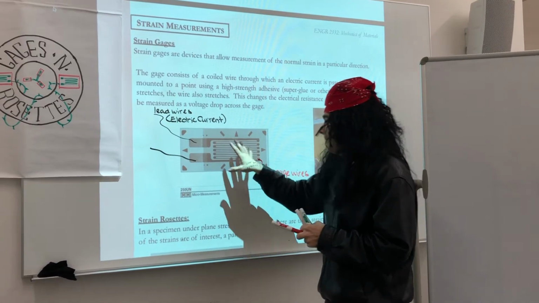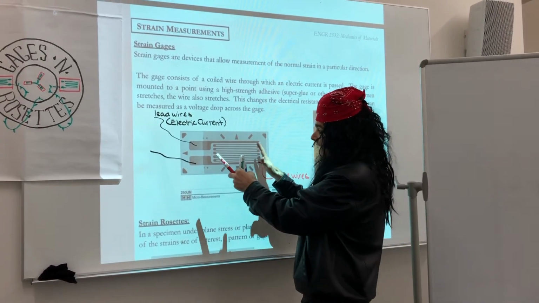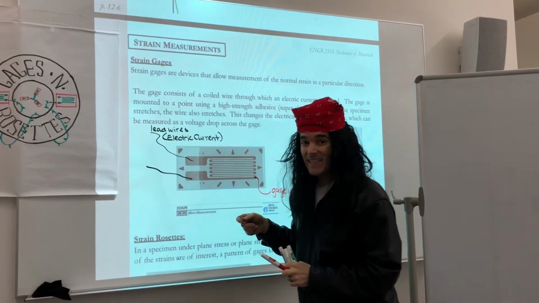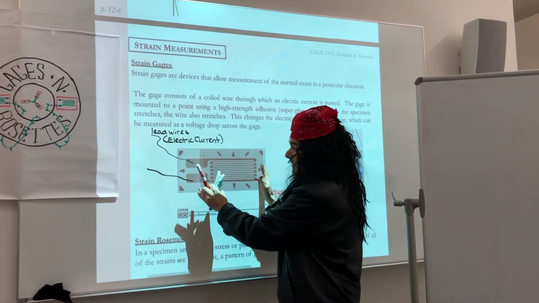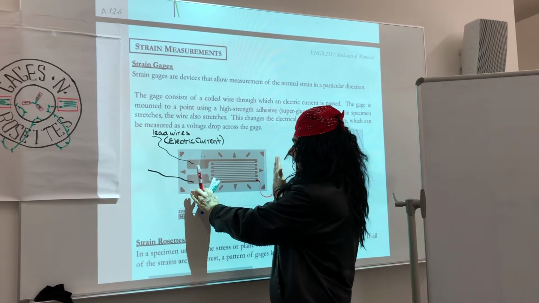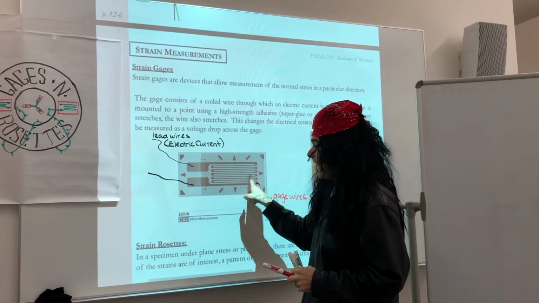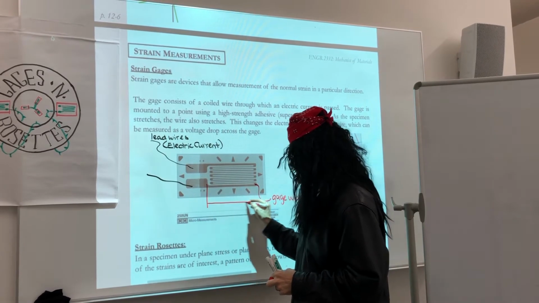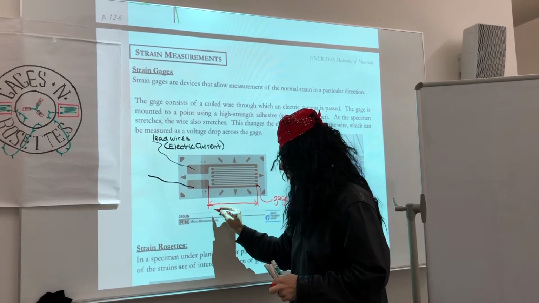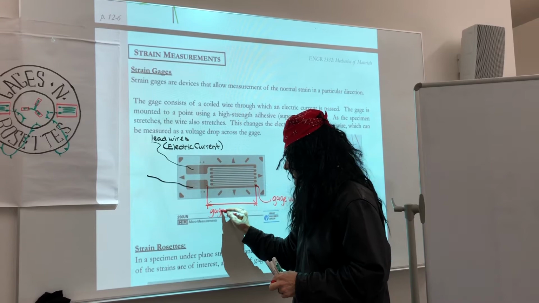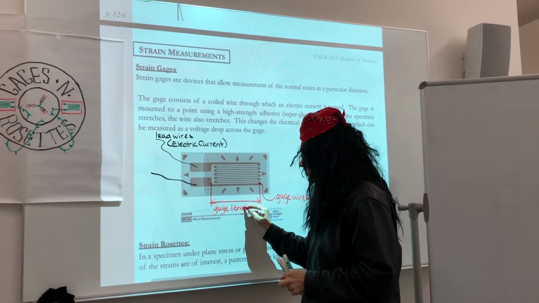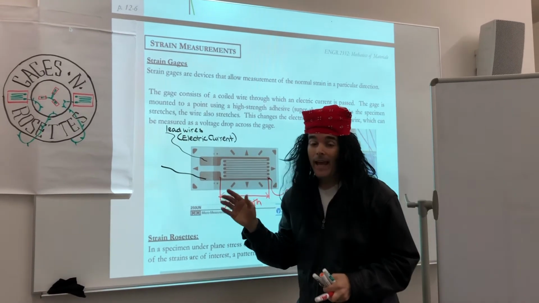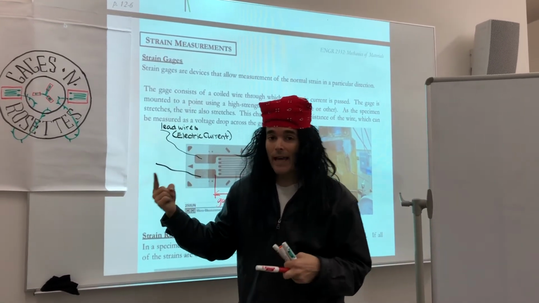Okay, so if we were to attach this, and we basically just glue it to something, we adhere it to a surface, as this extends, the length of this wire is going to change. We refer to this length as the gauge length. Overall, this wire is going to extend. And so that means the wire's total length is longer.